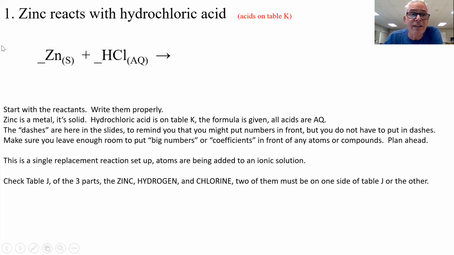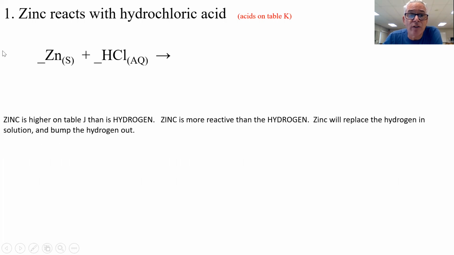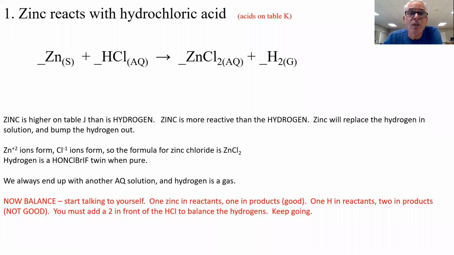So when we put the zinc into the solution with chlorine, zinc is higher, and zinc makes a +2 ion. Put your finger in box number 30 on the periodic table. Zinc makes a +2 ion. Chlorine, element 17, makes a -1 ion. When you crisscross, it's ZnCl2.